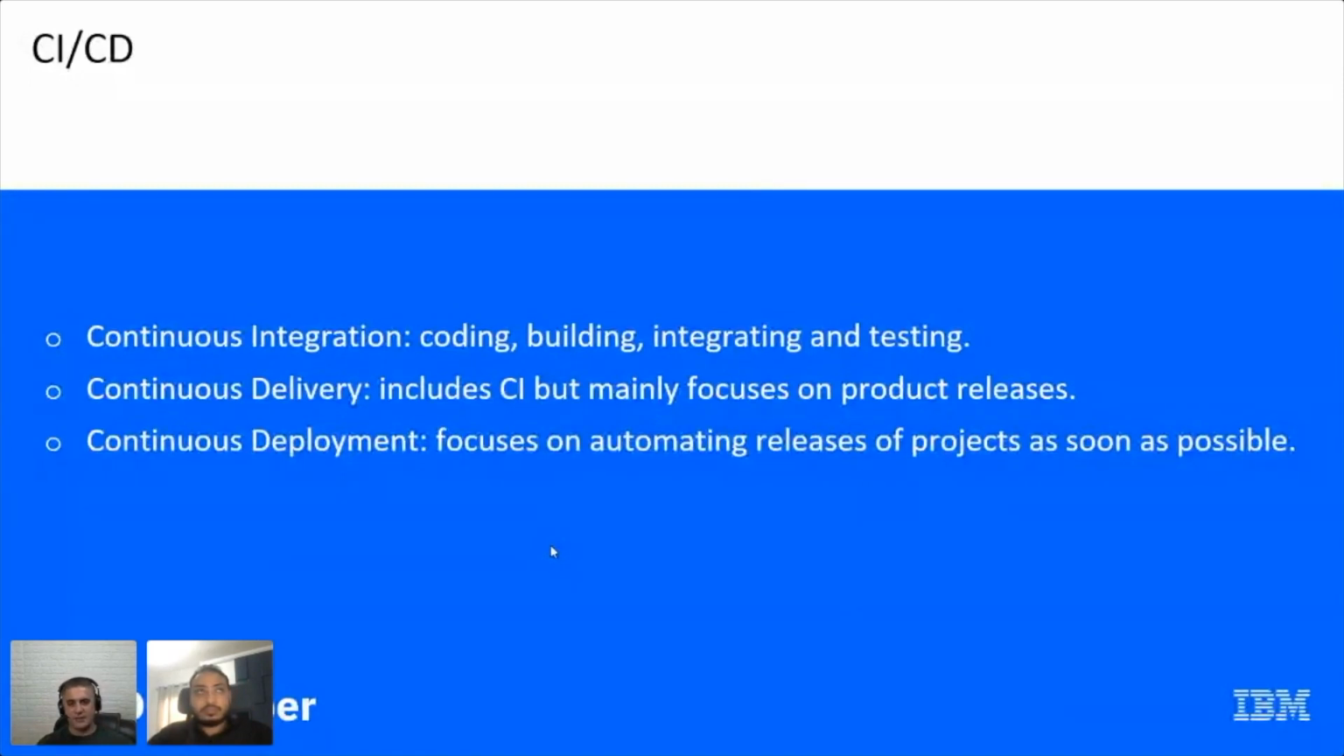Continuous delivery is very much the direction that the mainstream software development industry is going towards. It's like CI, you code, you build, you integrate and test, but you're mainly focused on product releases. You can see different companies have what are called nightly builds. So you can get a build of a software product from last night if you want, the bleeding edge, latest and greatest code.